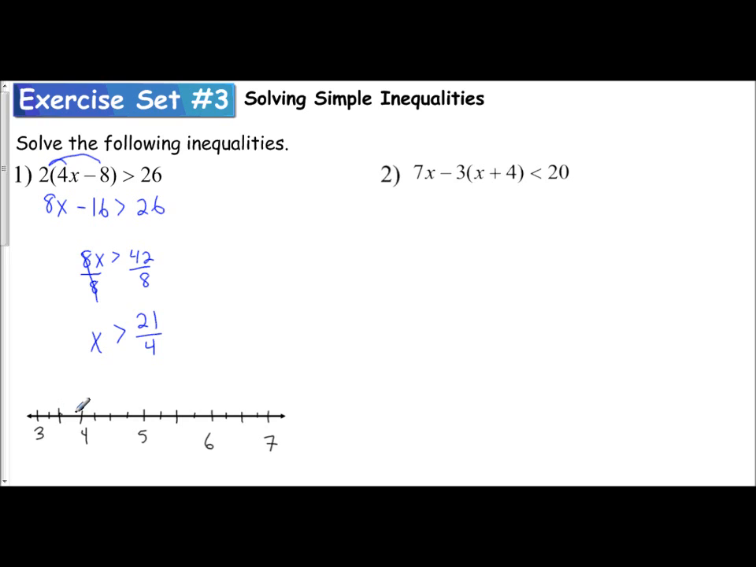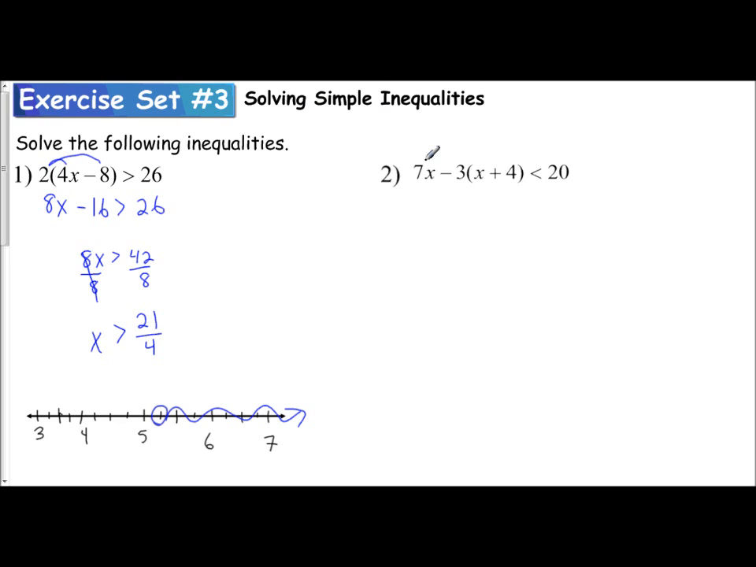And so now I can actually graph it. So x is greater than 21 fourths, so that would be an open circle on 21 fourths. Greater than means my solution space would be to the right. So I would draw my arrow to the right. And that's the answer. We have the inequality with the graph. Now let's take a look at the next one.